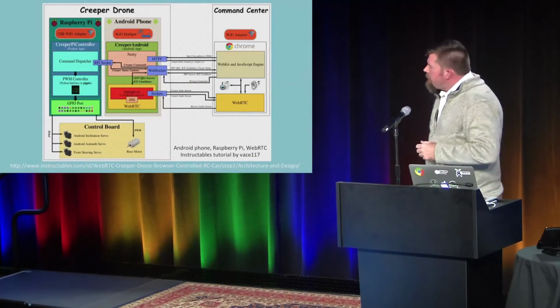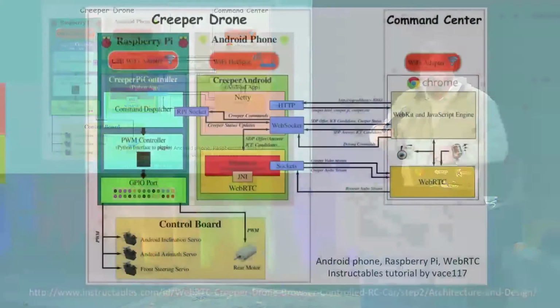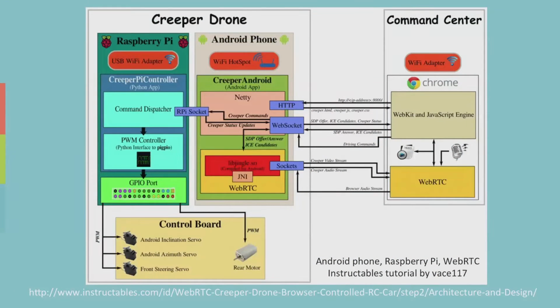One interesting thing to note about the video I was just showing you on the previous slide of the RC car driving around and streaming video back from it. This image is from the Instructables tutorial of how to build that car. They call it the Creeper drone.